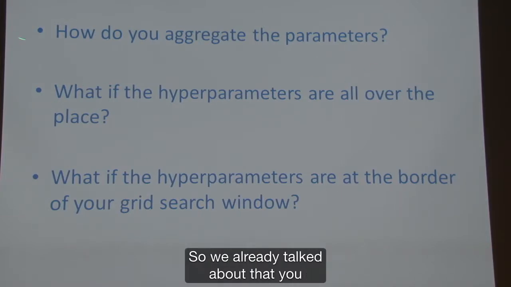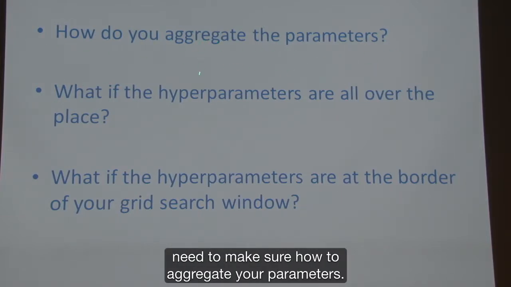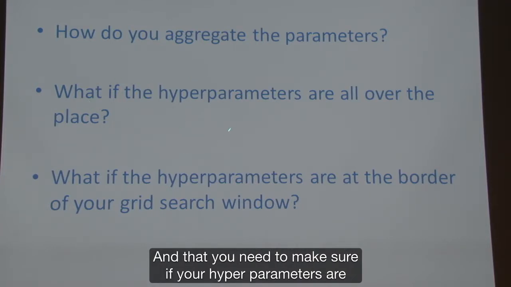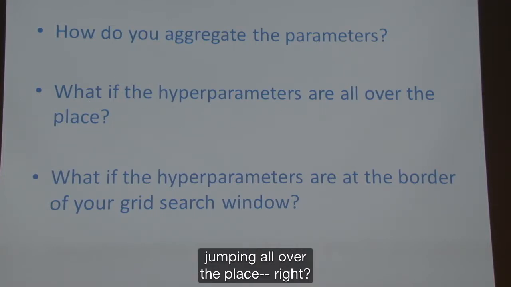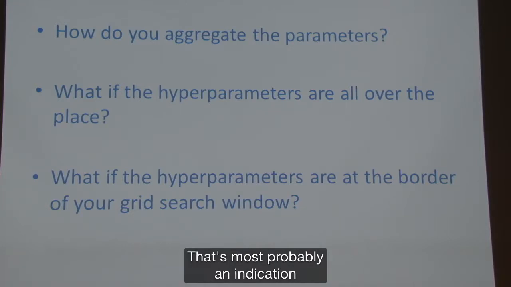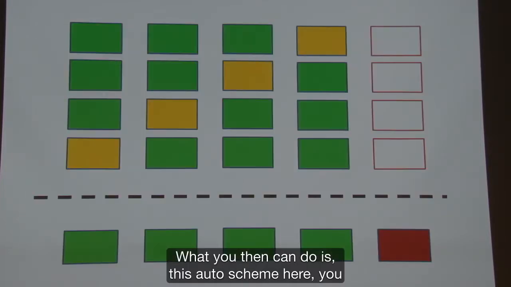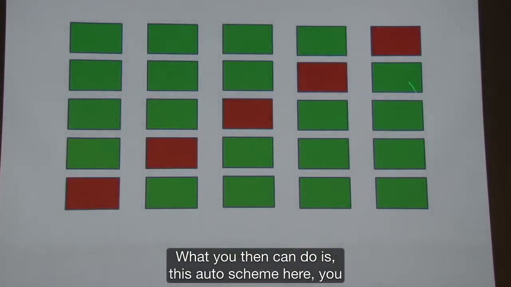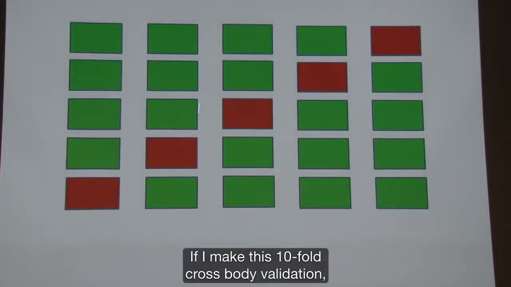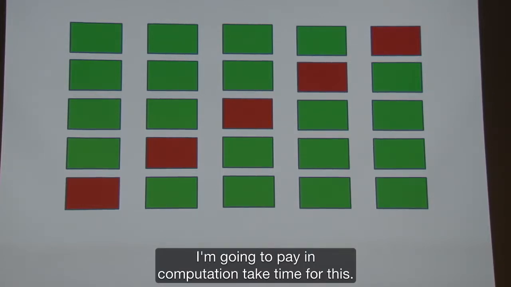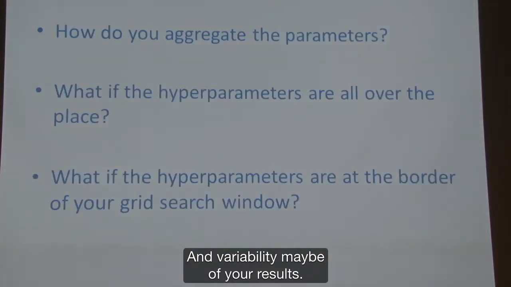So we already talked about that you need to make sure how to aggregate your parameters, and that if your hyperparameters are jumping all over the place, right, that is most probably an indication that the data chunk is too small, right, that you're evaluating on not enough data, training on not enough data. What you then can do is this outer scheme here, you can use more folds. If I make this 10-fold cross-validation, that chunk here of test data gets smaller, and I have more data to train and to tune my hyperparameters. You're going to pay in computation time for this, and in variability maybe of your results.